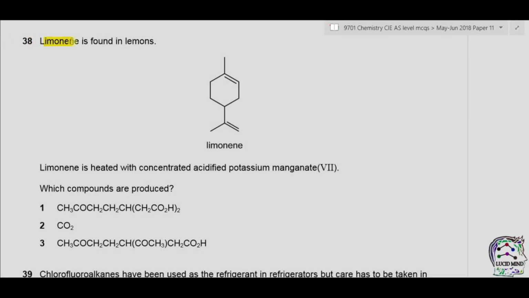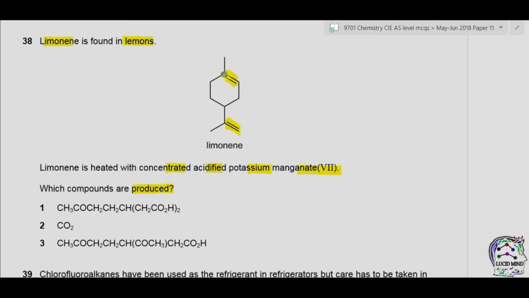Question 38. Limonene is found in lemons. This is the structure of limonene. We have an alkene functional group. Also another alkene functional group is present. Limonene is heated with concentrated acidified potassium manganate 7. So what will happen is that oxidation of the alkene will take place. Which compounds are produced?